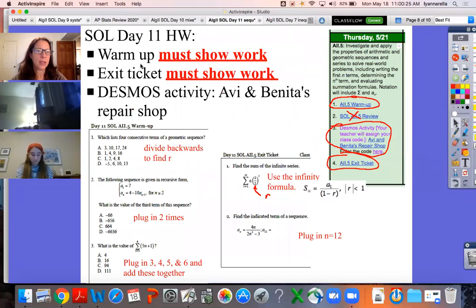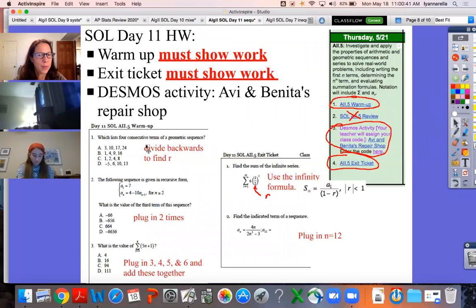All right, so let's talk about what you have to do. You have a warm up and an exit ticket. There are a total of 5 questions. We're back to the 5. And then you have a Desmos activity called Avi and Benita's Repair Shop. So please do that. I will post the link as soon as I'm done with this.